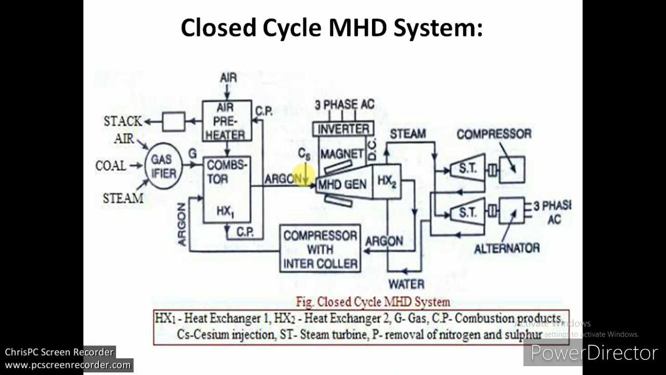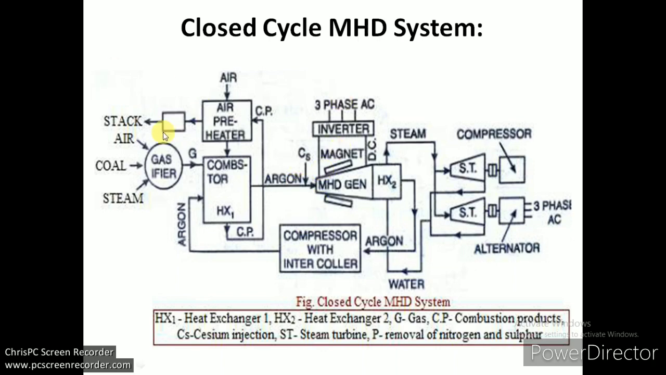Now I'm going to tell you about the salient points related to this closed cycle MHD system, which are to be noted as remarks in your notebook. In this system, very high thermal efficiency is obtained in the closed cycle MHD system as compared to the open cycle MHD system, which works at around 2300 degrees centigrade, a very high temperature.